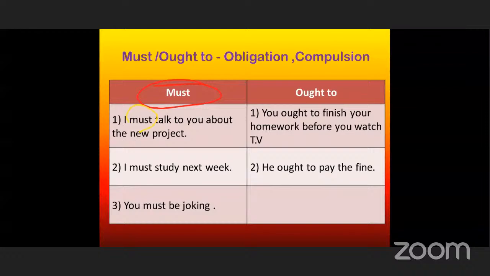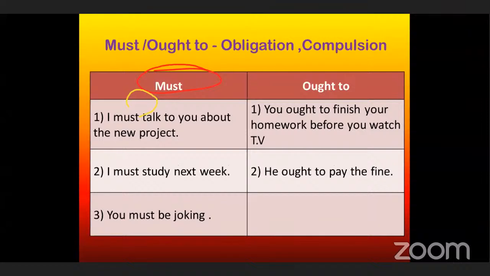Here again is the example of necessity: I must study next week. Third example: you must be joking. Now here the example is about certainty, that I am certain that you are joking. So we use the modal auxiliary must when it functions as necessity, obligation or certainty. Next is the modal auxiliary we are going to see, that is ought to.